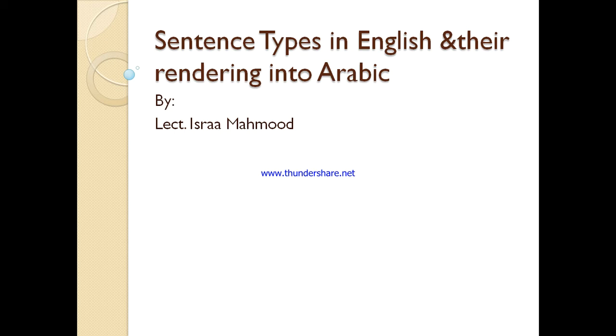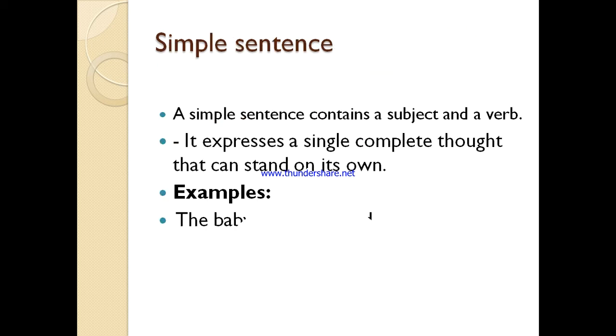First of all, we have to know that we have four kinds of sentences in English: simple sentence, compound sentence, complex sentence, and compound complex sentence. So first of all, you have to know the definition and the syntactic structure of each sentence.